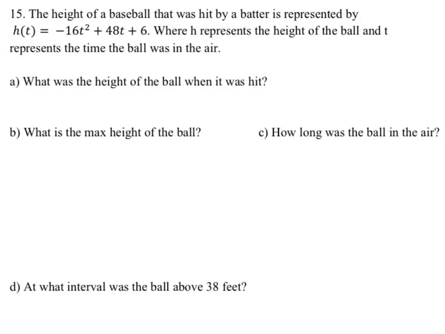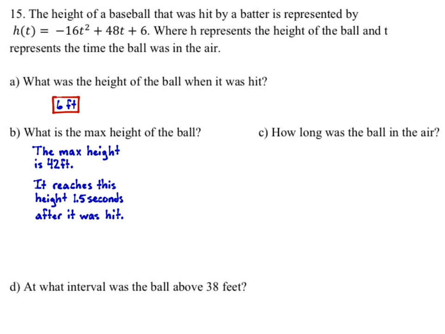You've got an equation that represents the height of a ball. Keeping in mind, we didn't talk about this in the last problem, but the negative 16 is the force of gravity. It's negative because it's pulling us down to Earth. The 48 is the velocity that the ball was initially hit at, and then the 6 is the initial height. So what was the height of the ball when it was hit? That's going to be the y-intercept, so that's 6 feet. What is the maximum height of the ball? Well, that's going to be the vertex. So solving the vertex, you notice that the vertex was (1.5, 42), so the maximum height is 42 feet, and it reached its maximum height 1.5 seconds after it was hit.